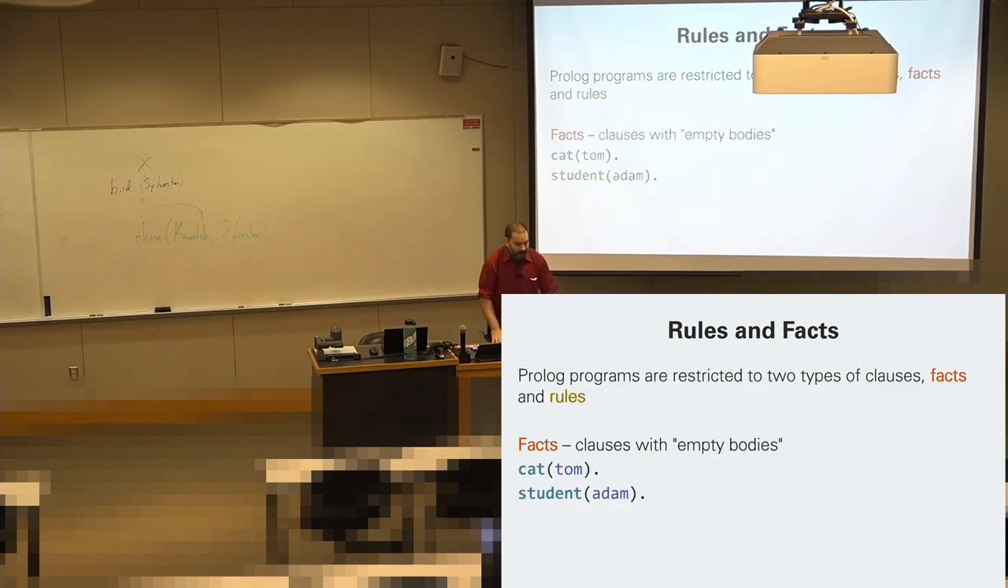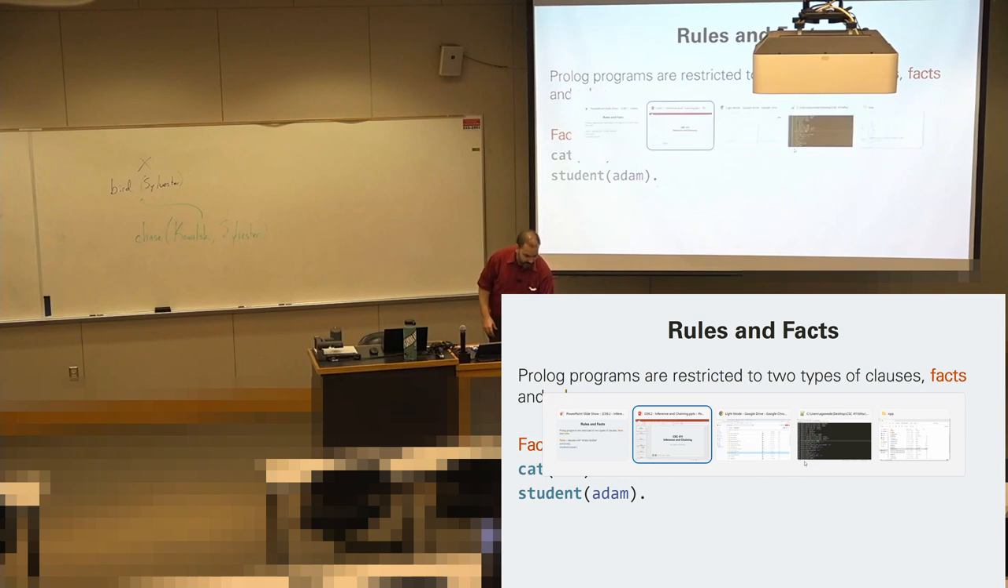So why we present that is now that I have it built, I can produce facts to my universe. I can produce Tom is a cat, Adam is a student. I know I'm a doctor, but I am a forever student. Lifelong learner is what they call me. And so these just exist now in my universe.